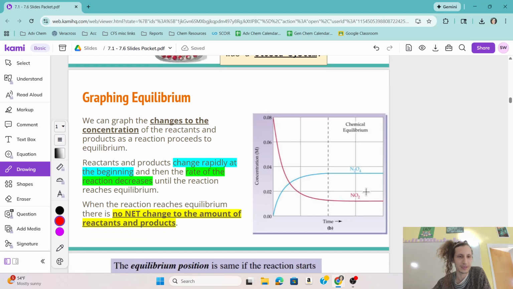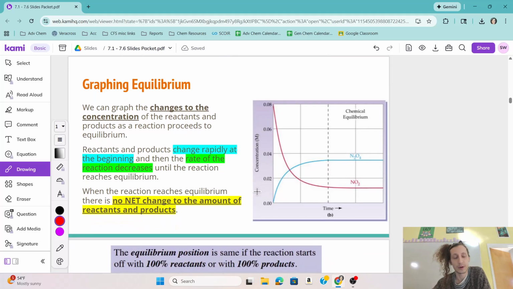Let's talk about graphing these things. So we talk a lot about concentration, that's molarity. Remember, that's moles per liter. So if you start with some reactant, let's say that's the NO2 here. So we've got this NO2 converting into N2O4. And we're going to have a coefficient of 2 here. And the reverse reaction is also happening. The N2O4 is breaking apart into 2 NO2s.